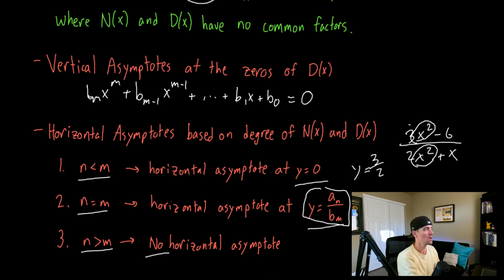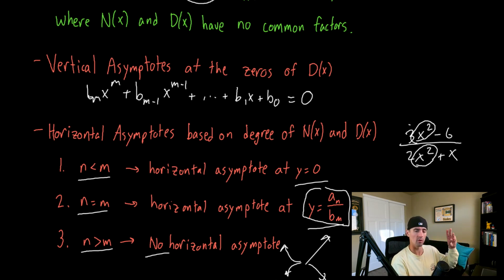Then the third case is if the highest power x on the top of our fraction is bigger than the highest power x on the bottom of our fraction. In that case, we have no horizontal asymptotes. If the power of x on the top of your fraction is bigger than the highest power x on the bottom, that just means your function is going to go off to infinity or negative infinity in either direction. So the end behavior is going to go off to infinity or negative infinity, and there's not going to be a horizontal asymptote. So those are the three cases.